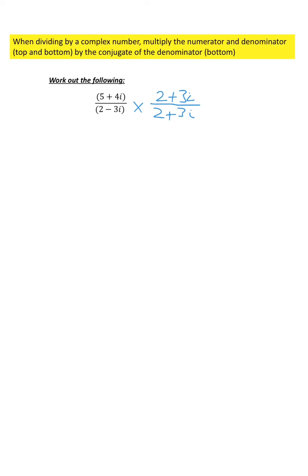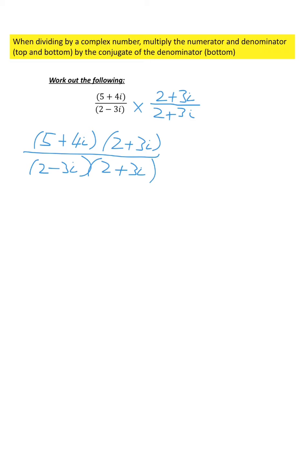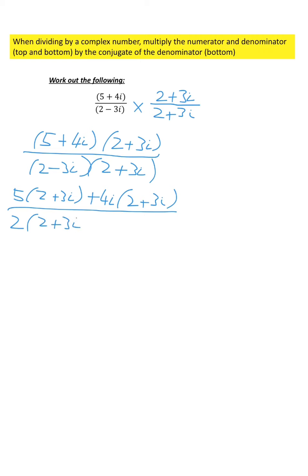Okay, so let's write this using brackets. So we have (5 plus 4i) times (2 plus 3i) over now (2 minus 3i)(2 plus 3i). Okay, expanding the top, I'll have 5 times (2 plus 3i), and then 4i times (2 plus 3i). All over now, 2 times (2 plus 3i), minus 3i times (2 plus 3i).